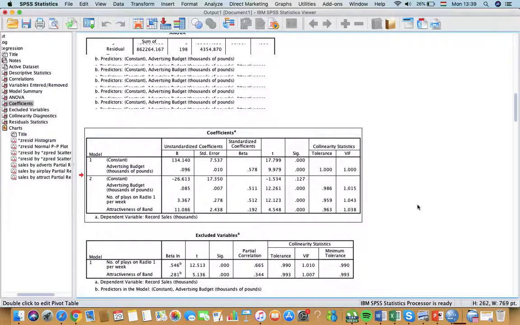As to how to report on this outcome, you can check APA style, American Psychological Association.